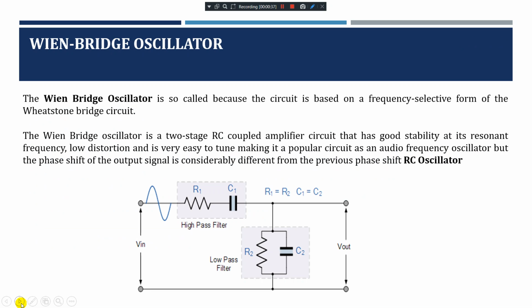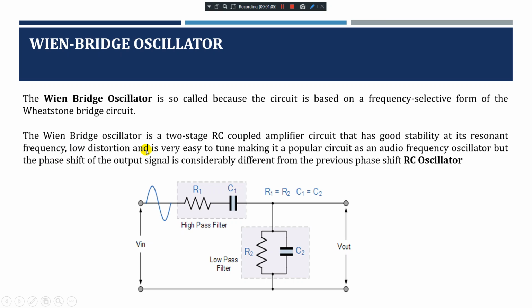Coming to Wien bridge oscillator, it is so called because the circuit is based on a frequency selective form of the Wien bridge circuit. There is a small circuit here in the below.